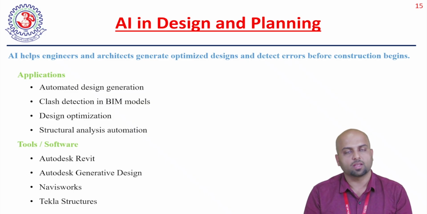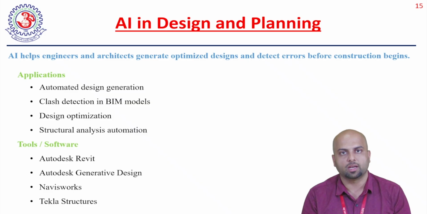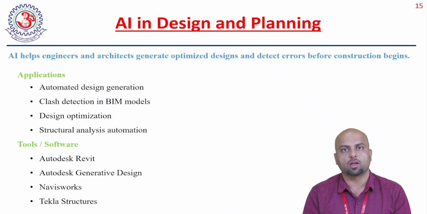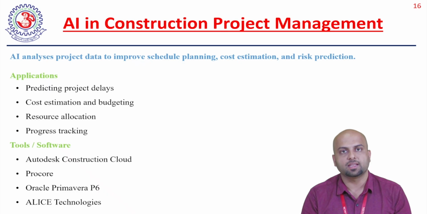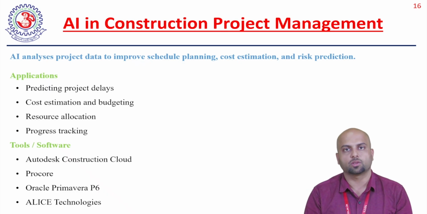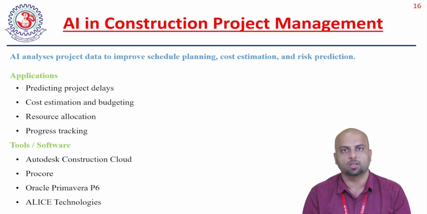One of these, which we have seen in detail till now, is Autodesk Revit. There are some other tools available: Autodesk Generative Design, Navisworks to detect clashes in the structures, and Tekla Structures, especially for steel structural building modeling. So these tools will optimize the design and planning phase. We can see AI in construction project management also, which is a crucial part of structural development.